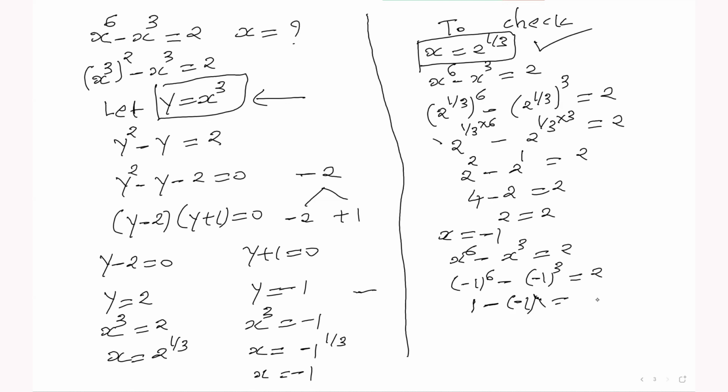And that is equal to 2. Now 1 minus negative 1 will be positive 1, so 1 plus 1 equal to 2. So 2 equal to 2. So that is also correct. So my x equal to minus 1 is also the solution. So I am getting two solutions. My first solution is x equal to 2 power 1 upon 3. And second solution is x equal to minus 1 for this equation. Thank you.